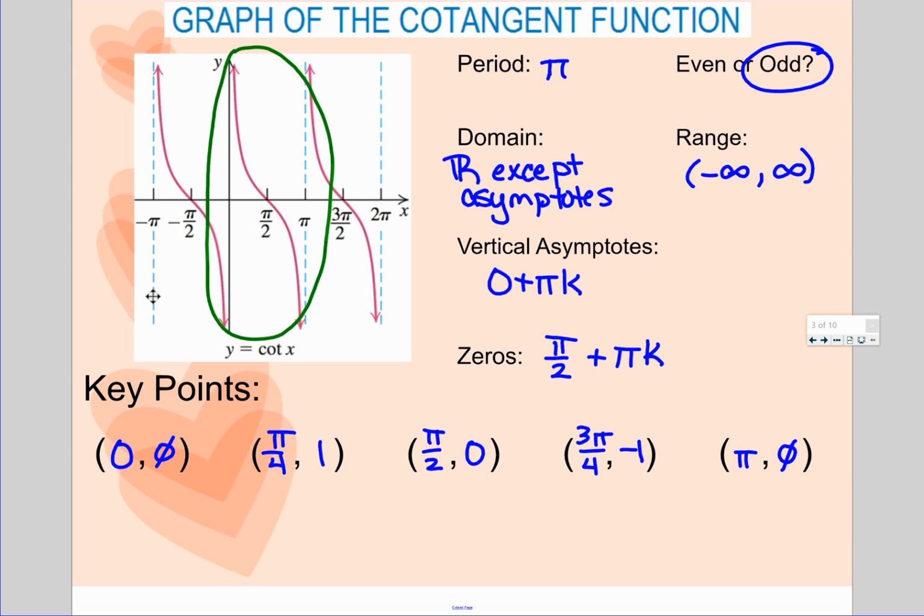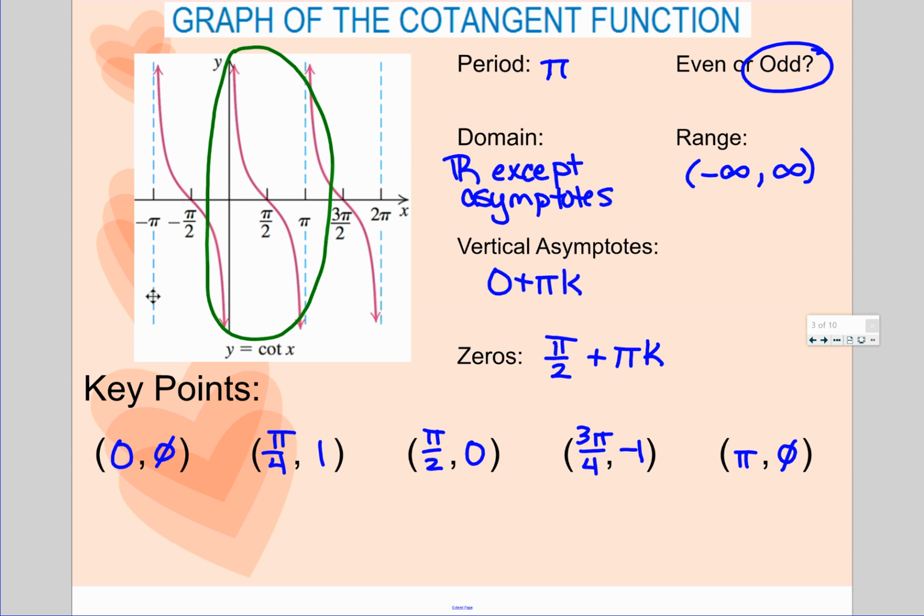Answers. As far as the asymptotes and zeros go, if you don't have 0 and pi over 2, it's not necessarily wrong. As long as this first number is an asymptote somewhere on the graph, you're okay. As long as the 0 is an x-intercept somewhere on the graph, you're okay. But both of them should say plus pi k at the end of them. Okay, key points at the bottom.